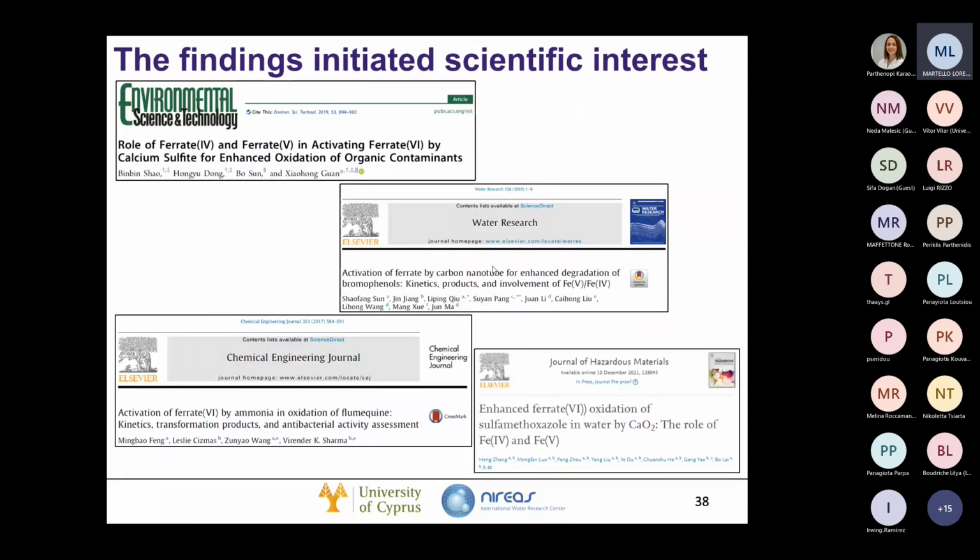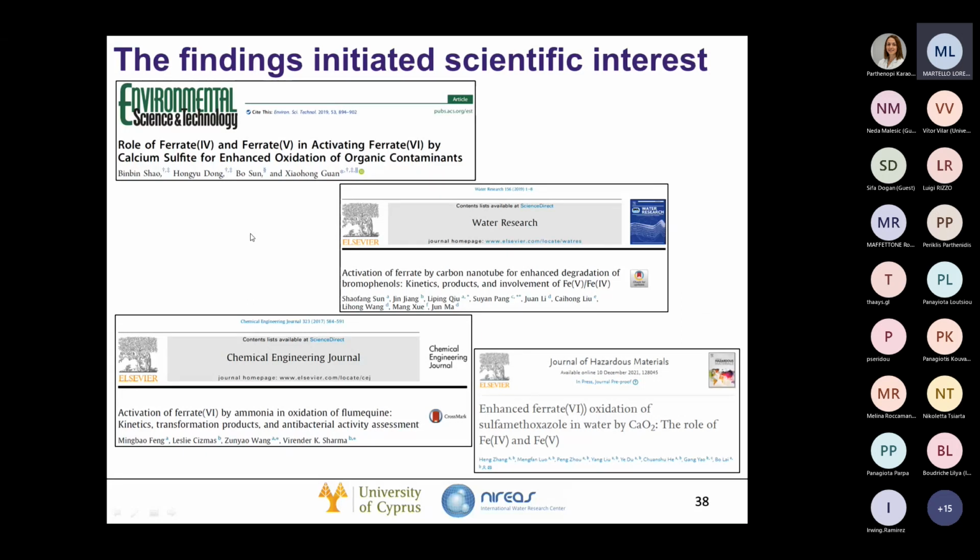So what was expected actually happened: the activation of ferrate initiated a great scientific interest by other research groups. Here I'm showing just a few studies published from 2017, the discovery of activated ferrate, to today. And here you can see some very common words, using the word activating iron 4, iron 5. People found that ammonia activates iron 6. They used carbon nanotubes, and they showed the involvement of iron 5 and iron 4 species, and then several others.